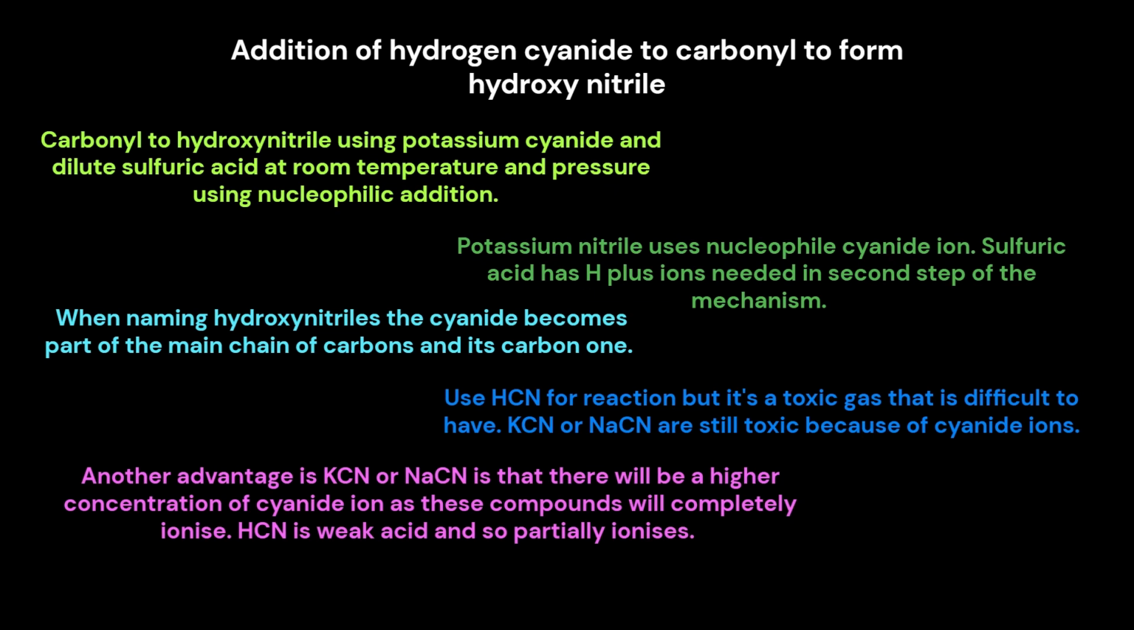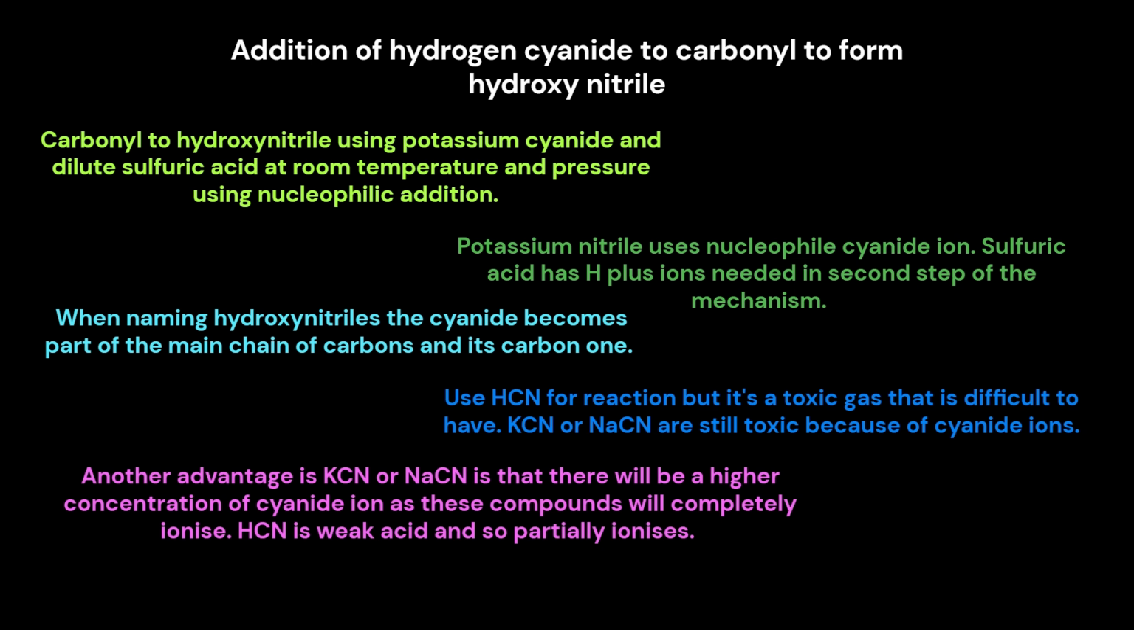Addition of hydrogen cyanide to carbonyls to form hydroxynitriles. Carbonyl to hydroxynitrile using potassium cyanide and dilute sulfuric acid at room temperature and pressure, by nucleophilic addition. Potassium cyanide provides the nucleophile, the cyanide ion. Sulfuric acid has H+ ions needed in the second step of the mechanism. When naming hydroxynitriles, the cyanide becomes part of the main chain of carbons, and it's carbon 1.